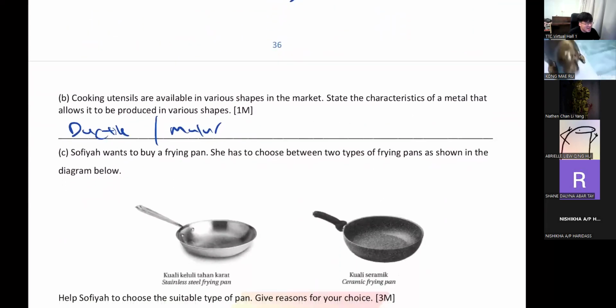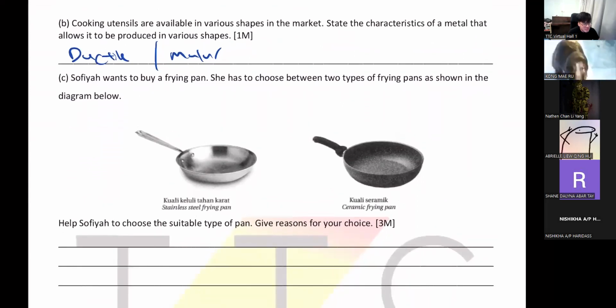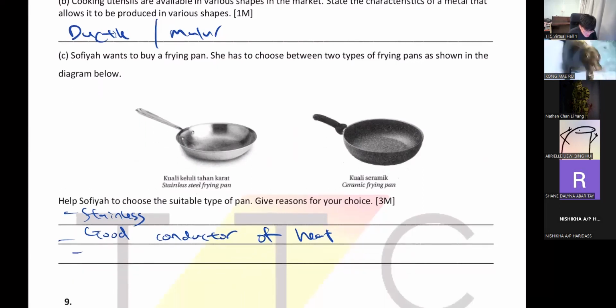So drama. Okay, next. Sophia wants to buy a frying pan and has to choose between two types of frying pan. You have your stainless steel and your ceramic. For the suitable type, she has to choose stainless steel. Why? Because it's a good conductor of heat. Konduktor haba yang baik. You have to use the long form, mengkonduksikan haba. Good conductor of heat, so food receives more heat. Makanan mendapatkan lebih haba.